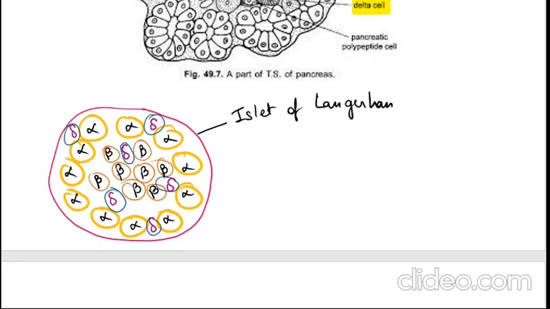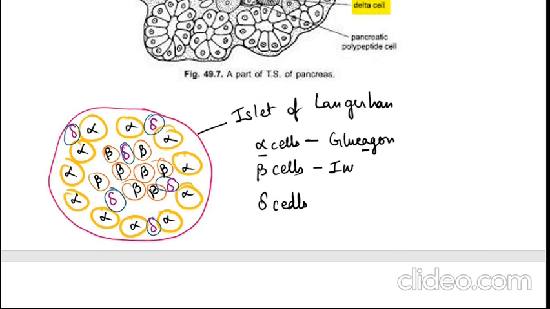So basically we have alpha cells, beta cells, and delta cells inside the islets of Langerhans. Now the alpha cells produce glucagon. How do you remember? Glucagon A, alpha A. So from there you can remember. Beta cells produce insulin, and the delta cell produces somatostatin.